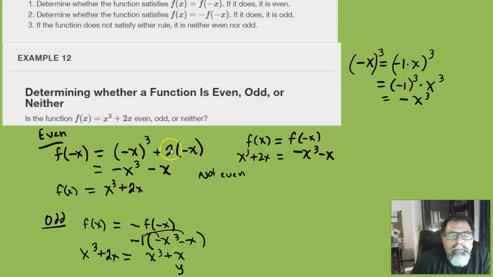Did I copy this wrong? This should have been 2x. See, now they're equal. I copied this wrong, darn it. So they're still not equal here. So it's not even, but see, they're equal here. So yes, it's even. I mean, yes, it's odd. So that's an odd function.